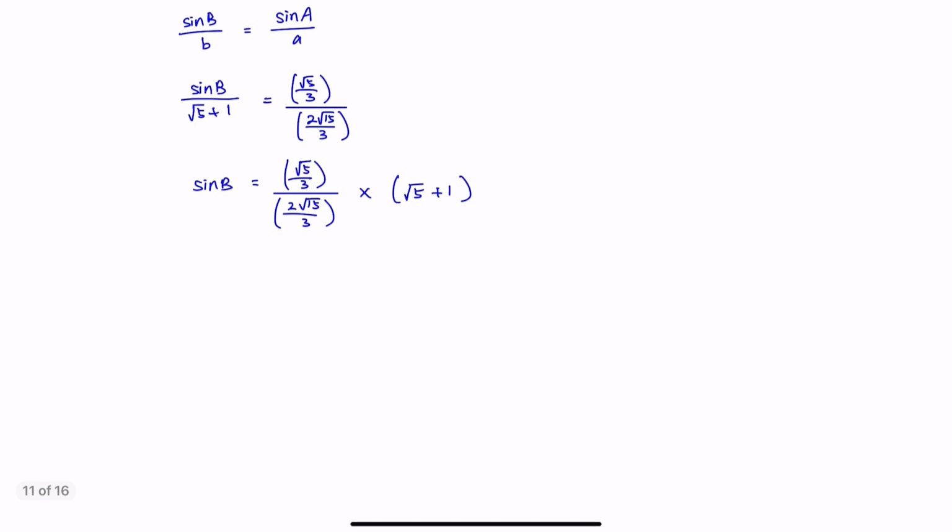And we can use the calculator to calculate this. We have root 3 over 6 times root 5 plus 1. So now we get root 15 plus 3 over 6. So this would be our sine B value.